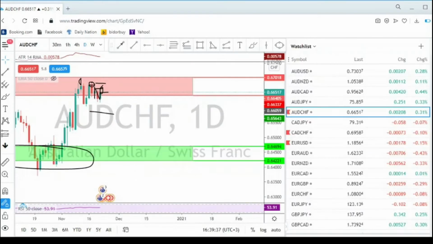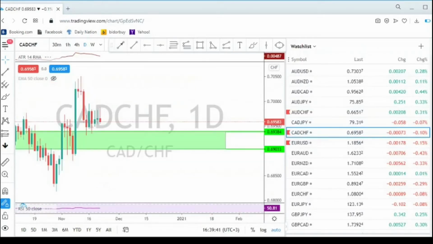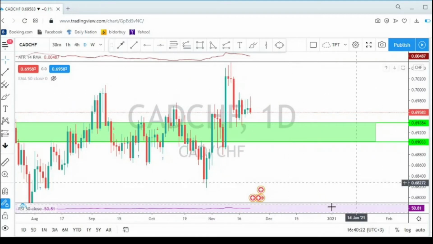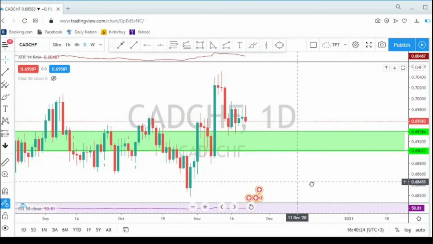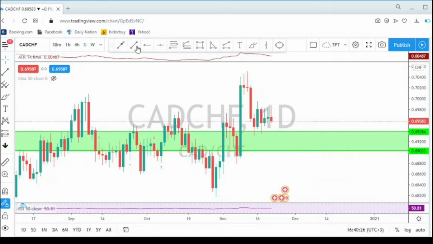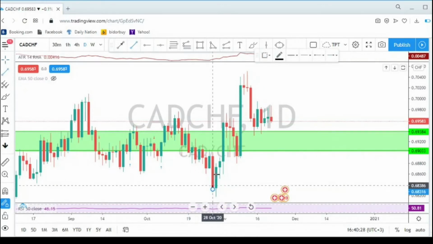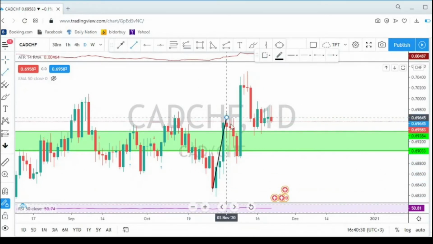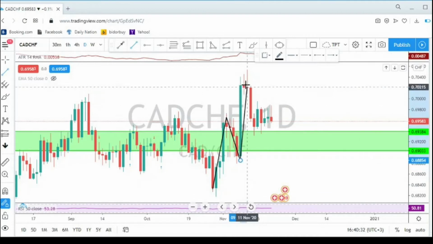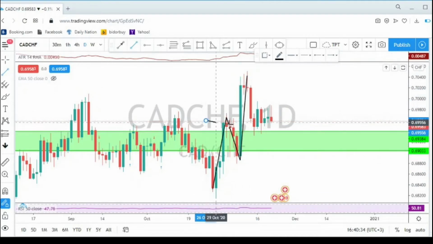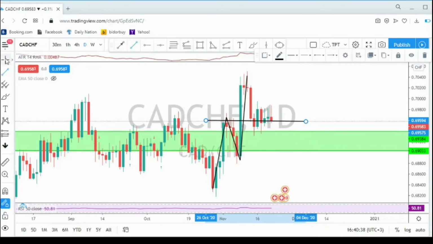The second is Cad Swiss. Let's come to Cad Swiss. On Cad Swiss, we have this market that made an impulsive leg, a pullback, and another impulsive leg that closes above the previous level of resistance.